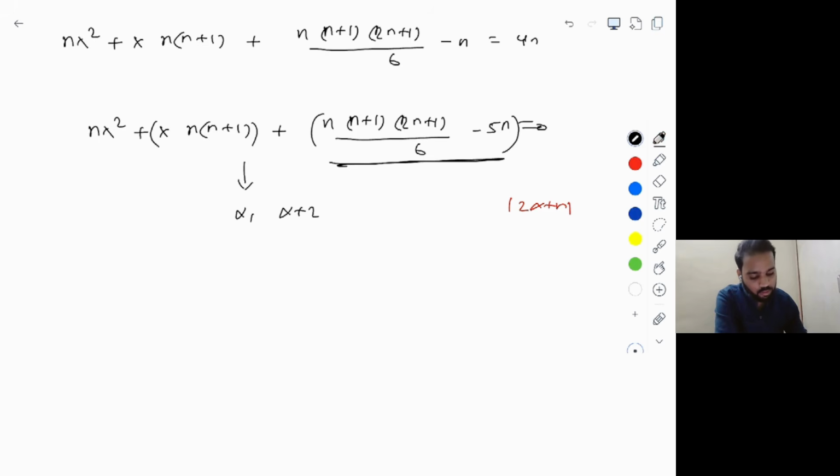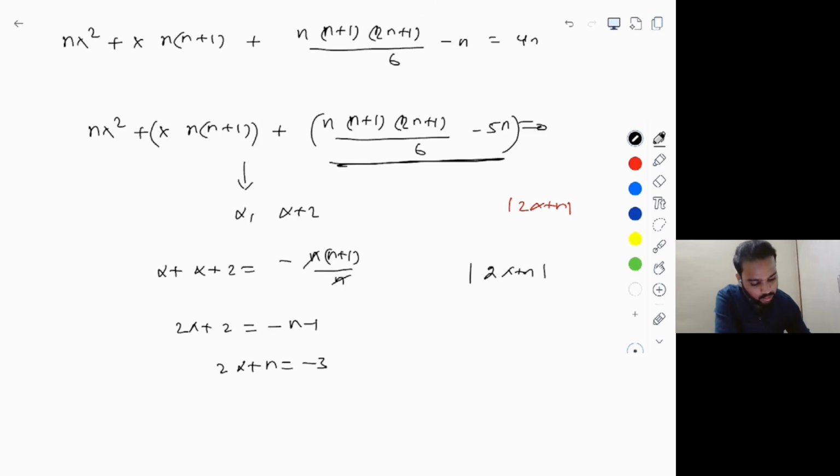Simply apply the sum of the roots of this equation here, which is alpha + alpha + 2 equals minus b by a, which is minus of n into (n + 1) divided by n. So n gets cancelled. Finally, this is 2 alpha + 2, which equals minus n minus 1. And finally, what we can do here is 2 alpha + n equals minus 3. So we want the value of modulus of 2 alpha + n. Take it, substitute, which equals modulus of minus 3, that is equal to 3.